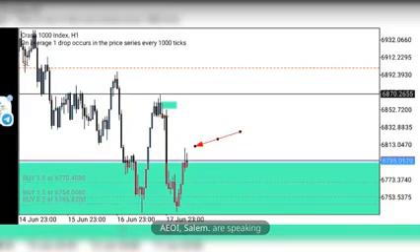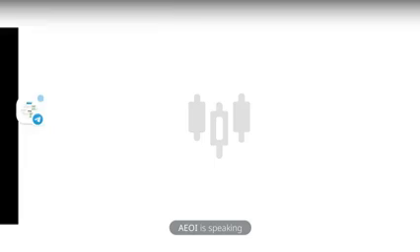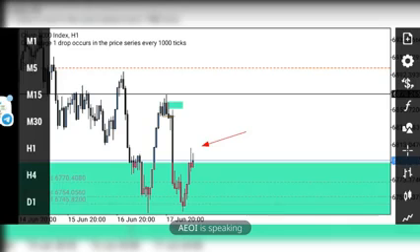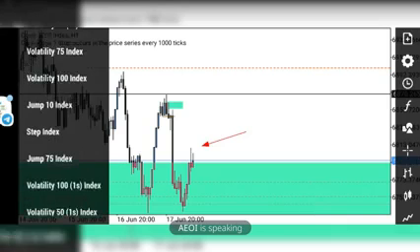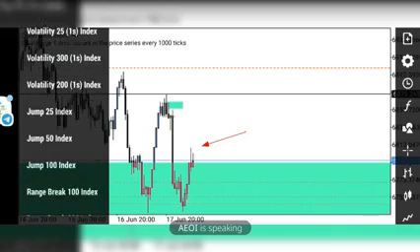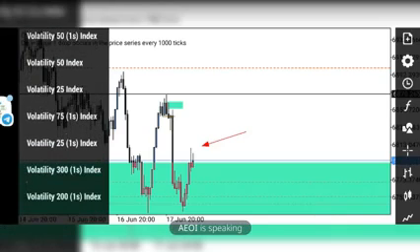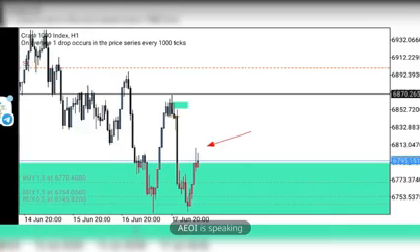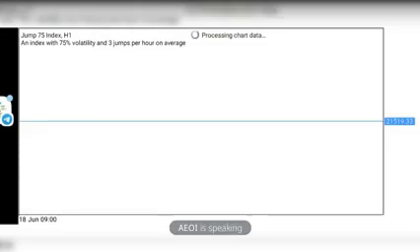Make analysis on Jump 75. Yeah, all right. Let's check Jump 75. This is not the weekly outlook anyway, but let me check. Where's my Jump 75?